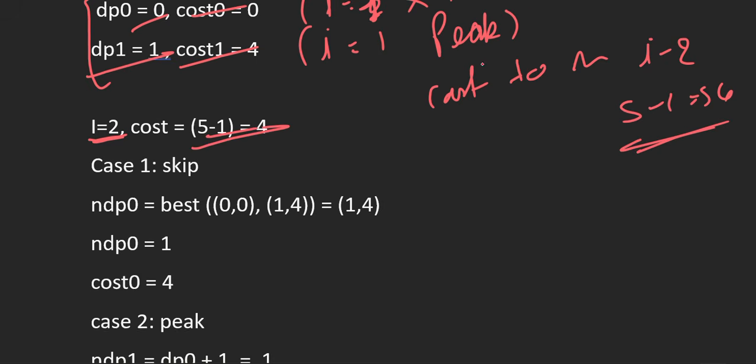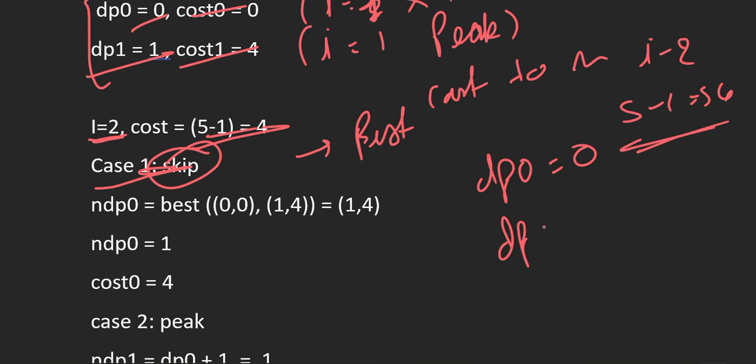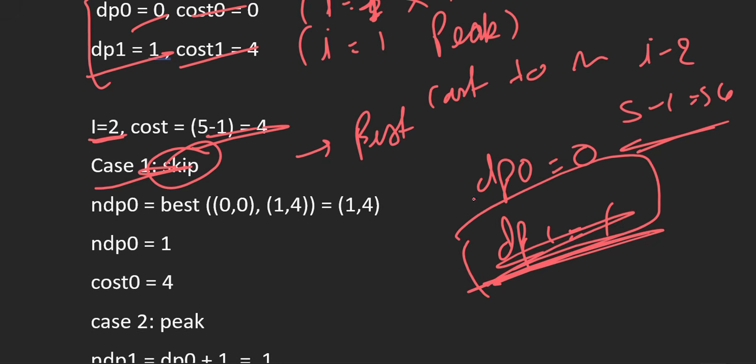This is the cost to make i equal to 2 a peak. So case one is skipping, which means we take the best of the previous state. In the previous state, dp0 is equal to 0 and dp1 is equal to 1. Here we already have one peak, so we take this because we want to maximize the number of peaks. So we take dp1 as the state. So for i equal to 2, our new dp0 is equal to 1 and cost 0 is equal to 4, right? For i equal to 1.